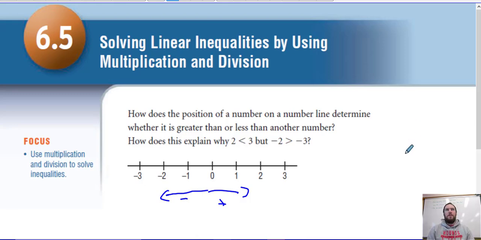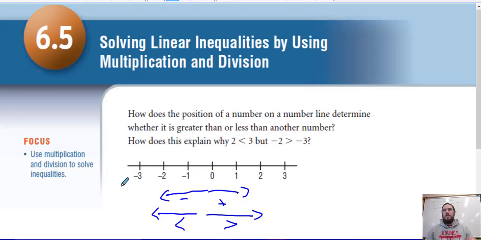So when we're thinking about this, we have to consider also this idea that right means positive, but right also kind of means greater than, and left means negative, but left also kind of means less than. So when I'm looking at this question, how does this explain why 2 is less than 3? Well, what are their positions? Because 2 is to the left of 3, it's going to be less than 3. But then when I make both of these numbers negative, so instead of a positive 2 and a positive 3, I have a negative 2 and a negative 3, my symbol has to reverse, because negative 2 is no longer to the left of negative 3, it's now to the right of negative 3.